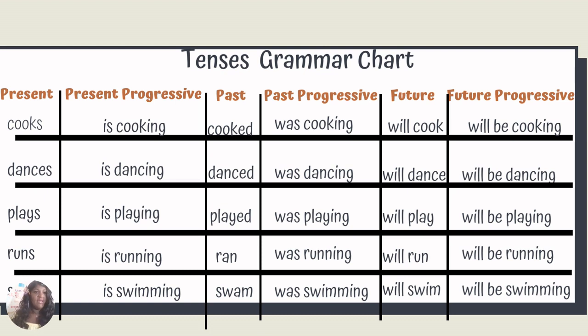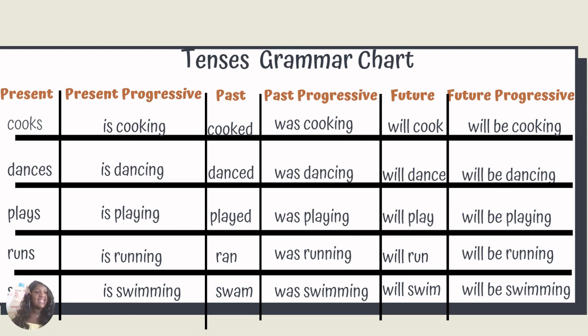Run, present, runs. Present progressive is running. Past, ran. Past progressive was running. Future, will run. Future progressive will be running.